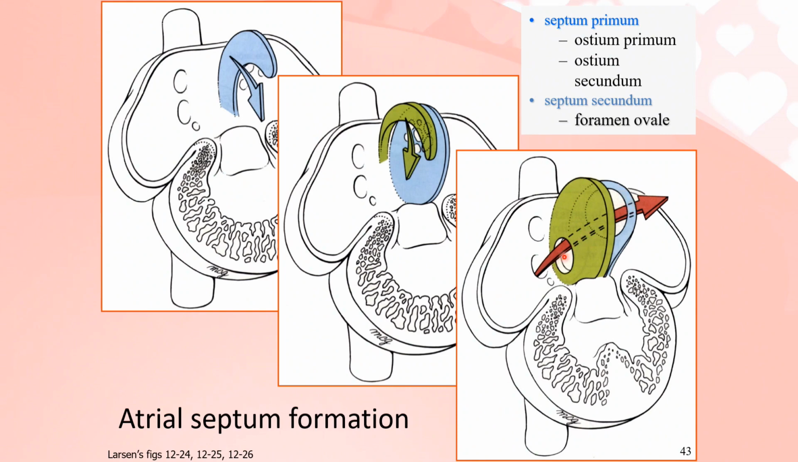In 20% of cases there is a probe patency, but it usually does not affect the neonate. Later in life, in the first few weeks, complete closure occurs because of fibrosis of the foramen ovale, and there is then no connection between the two atria after birth.